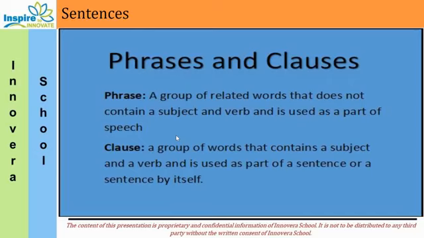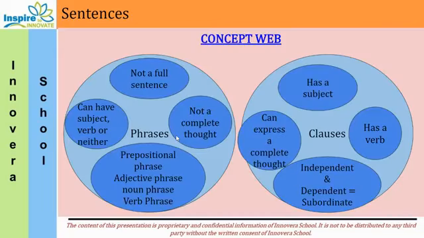A clause is a group of words which has both a subject and a verb. It is an independent sentence, you can say, which has subject, verb and object. It is not necessary that you will always find the object, but you will find that complete sentence. So can you see the concept web?